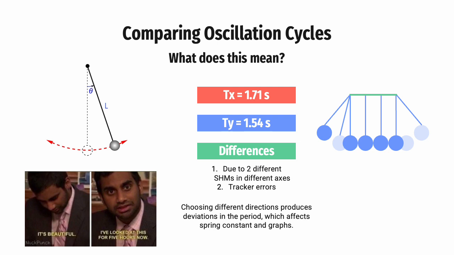So now I'm going to compare the oscillation cycles and what it exactly means. Using the Tracker analysis, I found the period of oscillation in the x and y directions by looking at one oscillation, as you can see there. I found 1.71 seconds and 1.54 seconds for the x and y directions. Some of the differences there are due to two different simple harmonic motions in different axes. The second one is Tracker errors. Choosing different directions produces deviations in the period, which affects the spring constant and graphs.